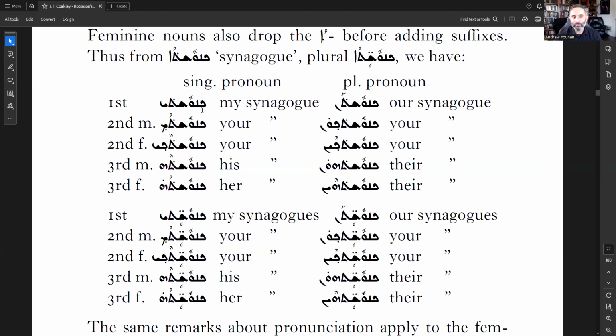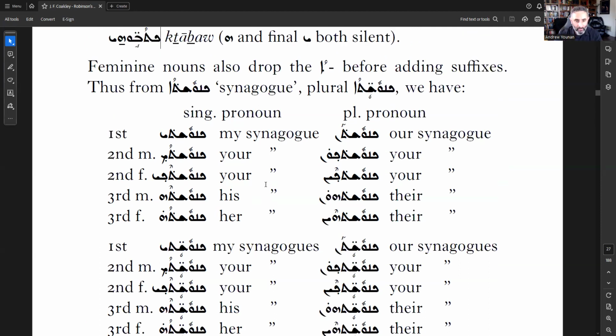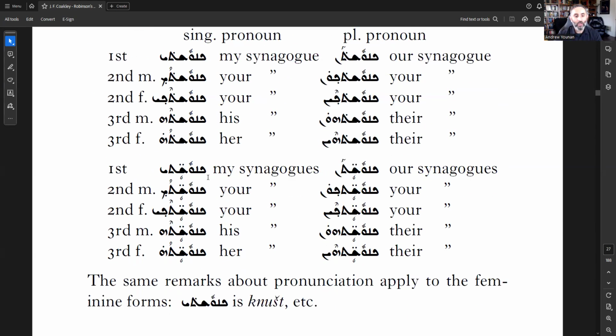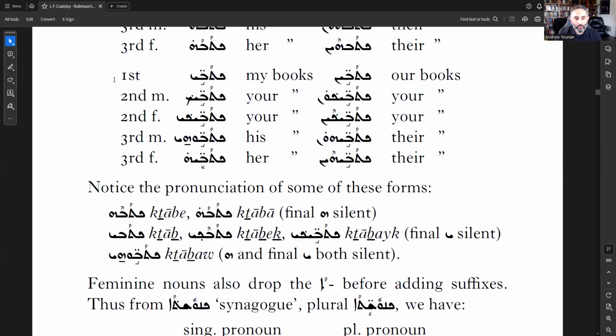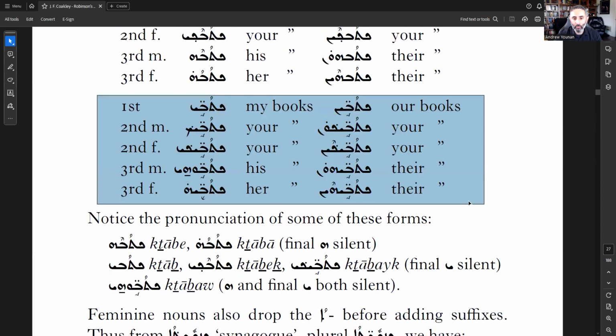Again, you can say knusht if you want to be real technical and fancy, but it's knushti, my synagogue. Knushtach, knushtech, knushteh, knushta. Same endings as the masculine. Kthawach, kthawech, and so on. Knushten, knushtchon, knushtchen, knushthon, knushten. The feminine, here's again why maybe you don't want to name it singular and plural. The feminine plural, knushatha. If you want to say my synagogues, you don't use these quote unquote plural endings.